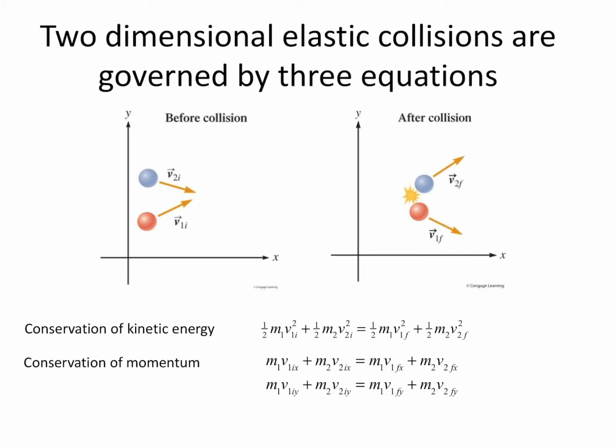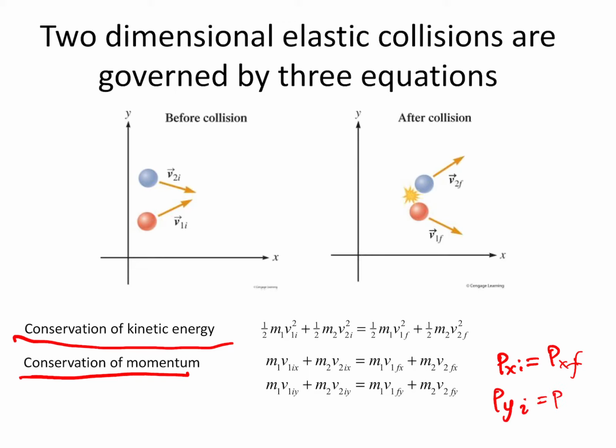Now we can move to higher dimension elastic collisions. For collisions in 2 dimensions, you would have 3 equations. Kinetic energy conservation, you have 1 equation. Now for collisions in 2 dimensions, you have momentum in x direction conserved. Momentum in y direction conserved. So you have 3 equations in total.